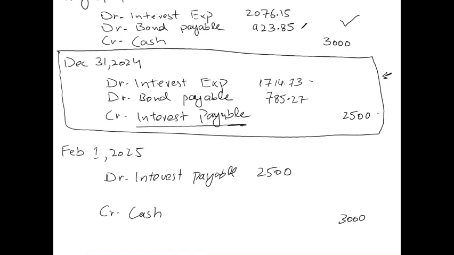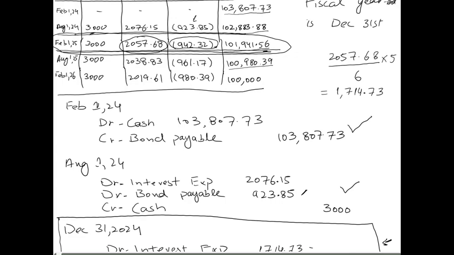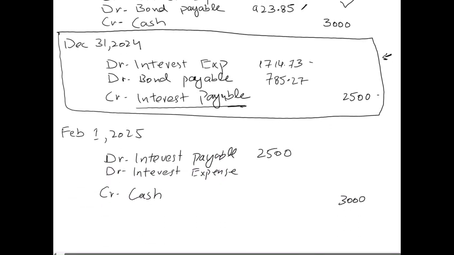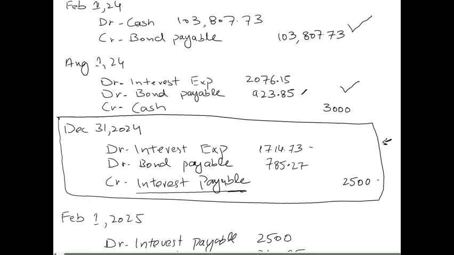Then 1 month's interest expense. So debit interest expense. This is the interest expense for the month of January. So this will be the remaining amount from 2057.68 minus 1714.73, which is equal to 342.95.